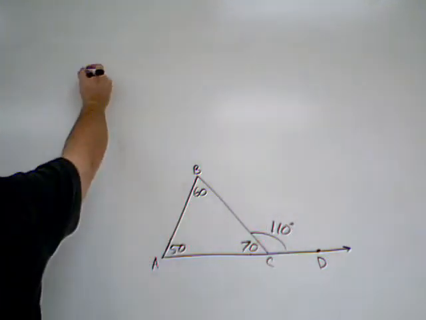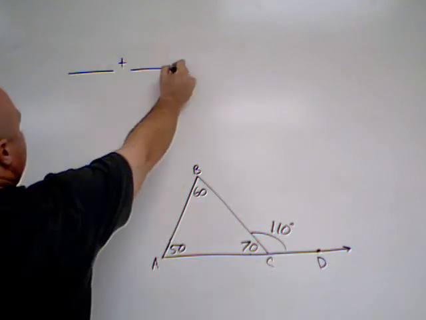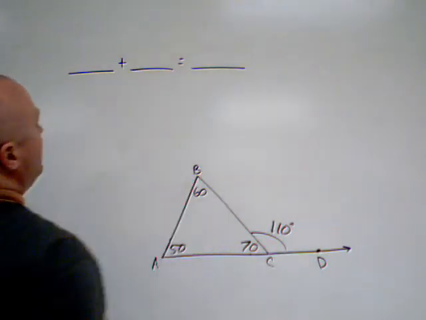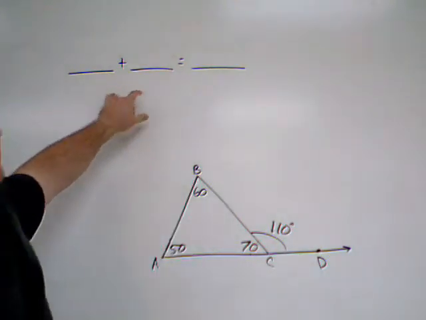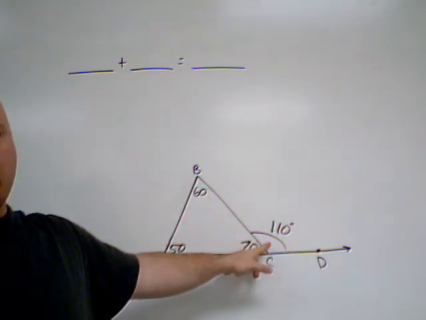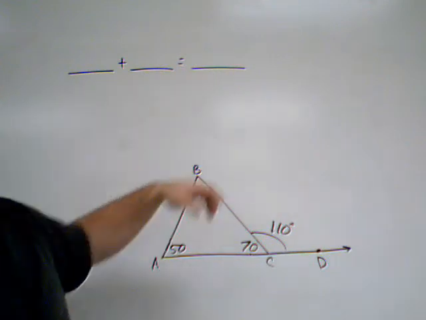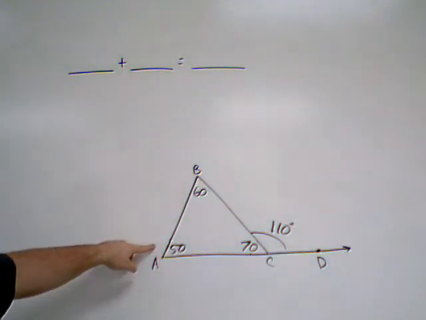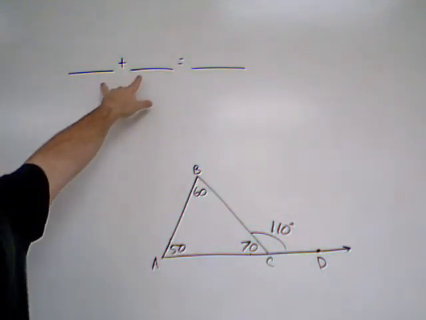So a quick, easy way to set this up every time is to just create a series of blanks. We know that two things are going to add up to equal one. Since the exterior angle is, of course, by itself, that's the one that goes here. Our two remote interior angles will go in these blanks.